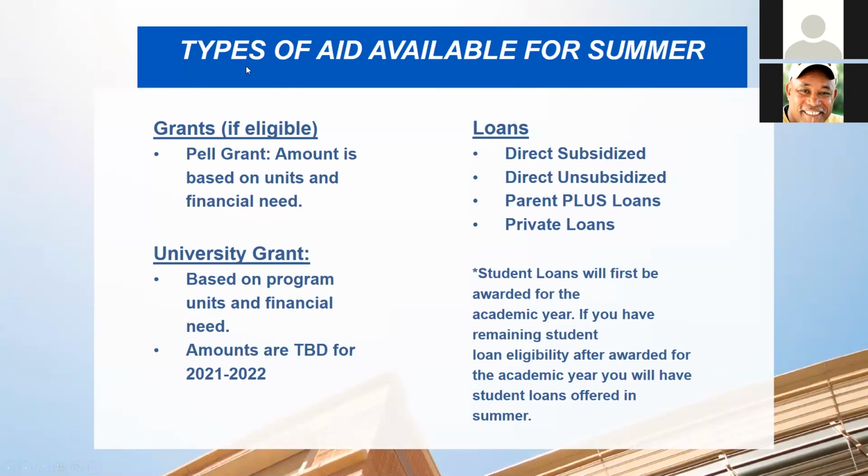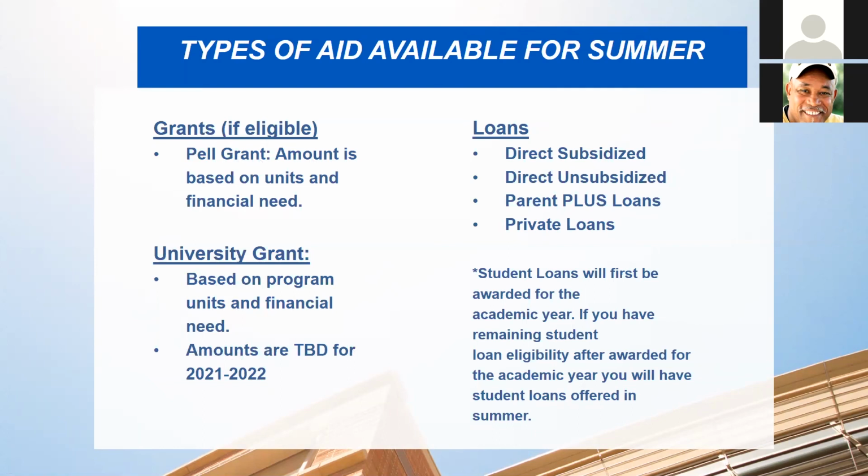Now, during the summer, as I said a little while ago, summer is different. During the summer, we don't offer as much in the way of grants as we normally do during the academic year. During the summer, we don't offer Cal Grants. We only offer the Pell Grant and University Grant if you're eligible for them. Last year, the most we offered in the University Grant was $2,900. We don't know what the amount is going to be this coming summer because that's too far off.